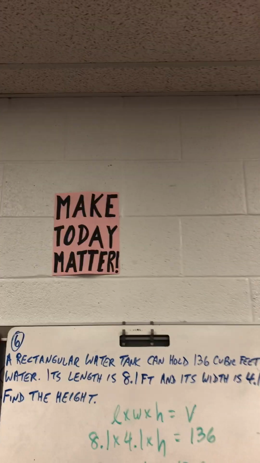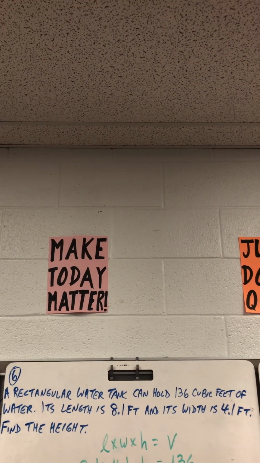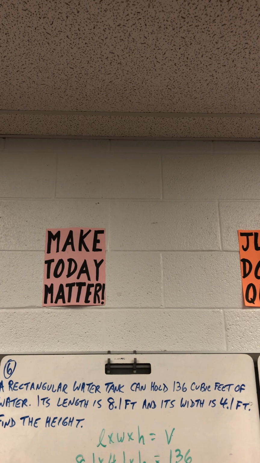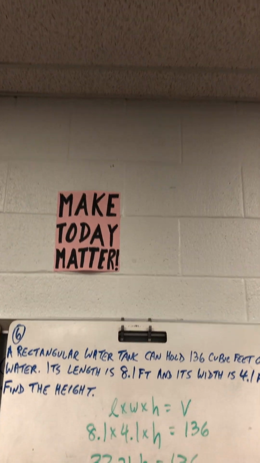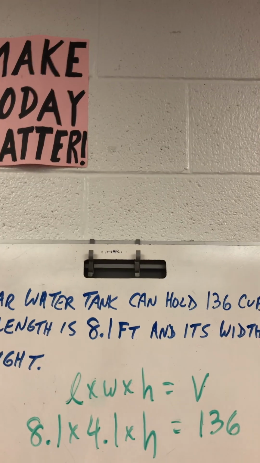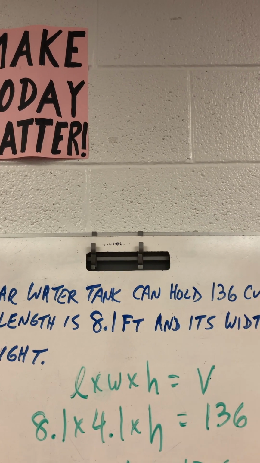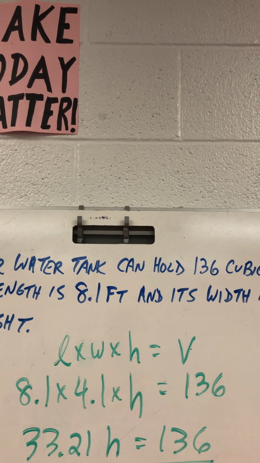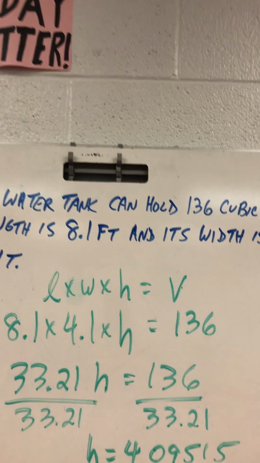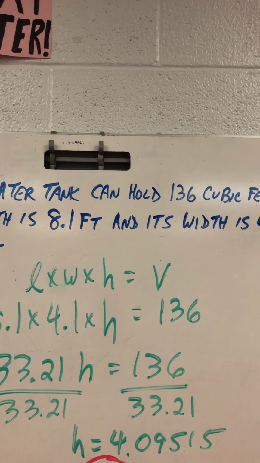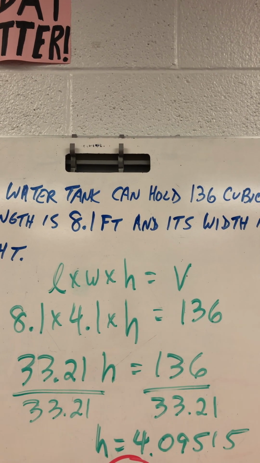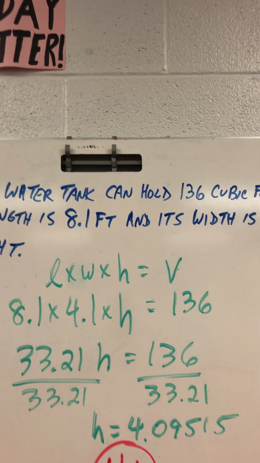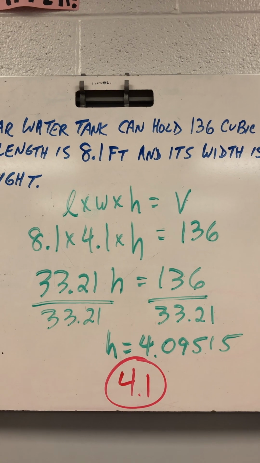A rectangular water tank can hold 136 cubic feet of water. Length is 8.1, width is 4.1. Find the height. Since it gives you 8.1 and 4.1, you don't have to do any converting. Just use 8.1 times 4.1 to get 33.21. Divide 136 by 33.21 and you get 4.09515. And in Delta Math today, it'll say round to the nearest tenth if necessary. So is it closer to 4.0 or 4.1? Closer to 4.1. Okay.